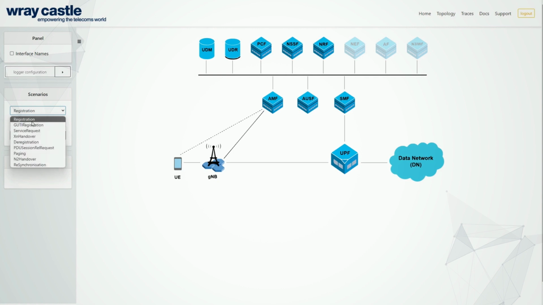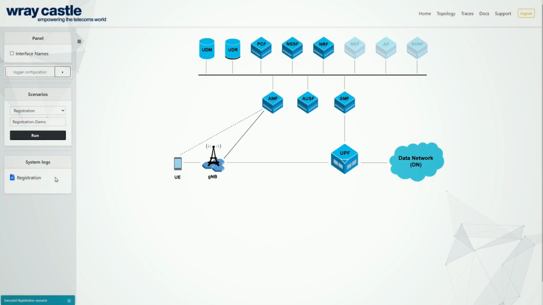When a procedure is simulated in the Topology tab, the resulting PCAP file is automatically added to the Traces tab. Here you have two valuable options for analyzing the traces: the sequence diagram view, and the ability to download the PCAP file for analysis in Wireshark.